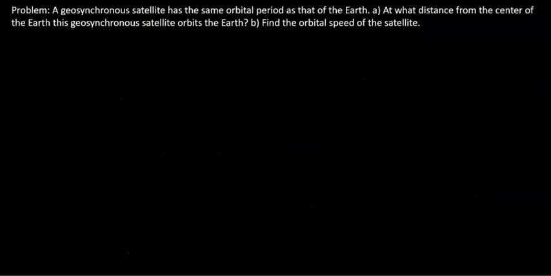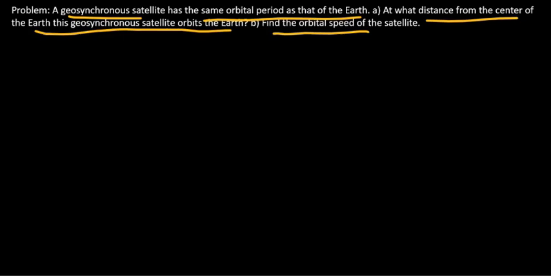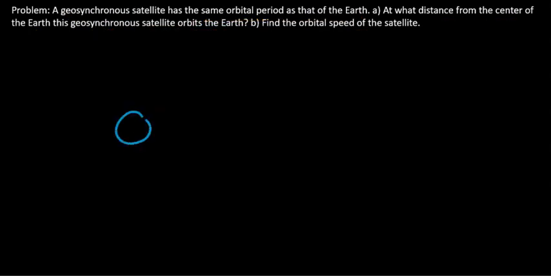Problem 1. A geosynchronous satellite has the same orbital period as that of the Earth. At what distance from the center of the Earth does this geosynchronous satellite orbit the Earth? And also find the orbital speed of the satellite. So that's the Earth, and the satellite is right there at some distance r, which is what we want to determine. And it has some speed, which is the orbital speed, which is also something that we would like to determine.